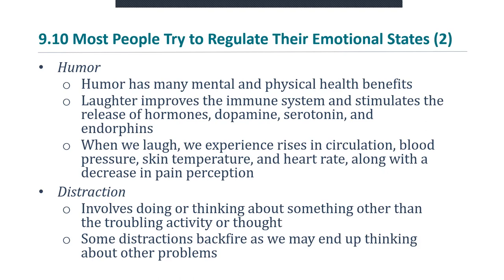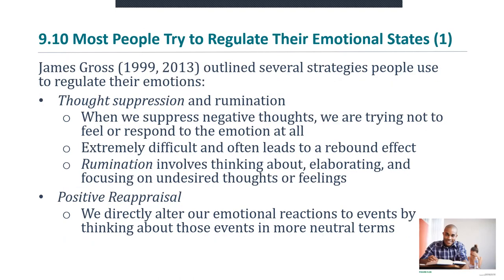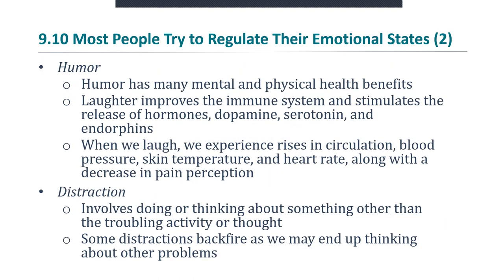Distraction is the final way that people try to regulate their emotional states. It involves doing or thinking about something other than the troubling activity or thought. So it's a little bit better than thought suppression. You're not just trying to push it out of your mind.